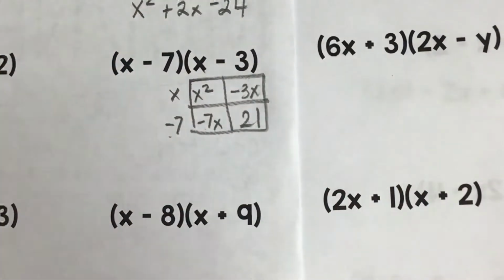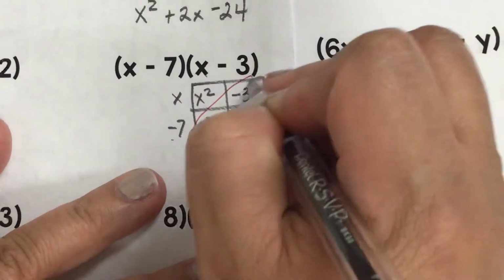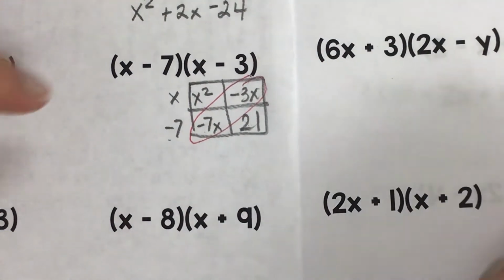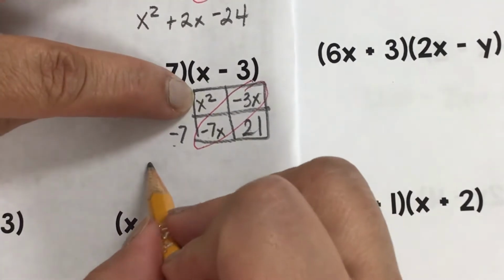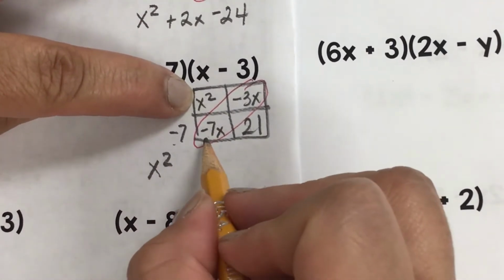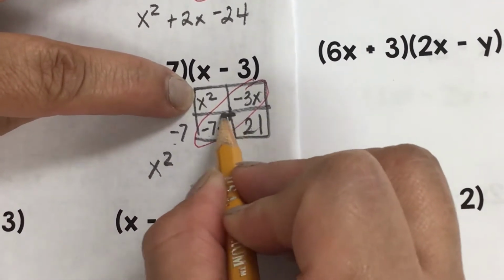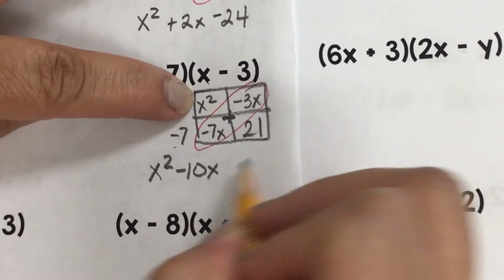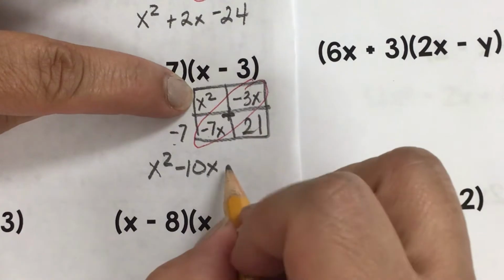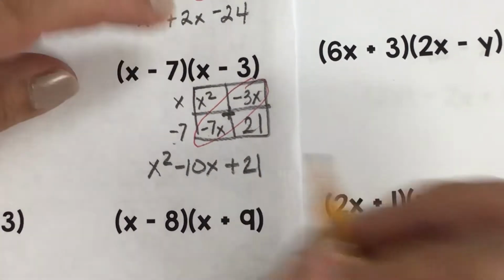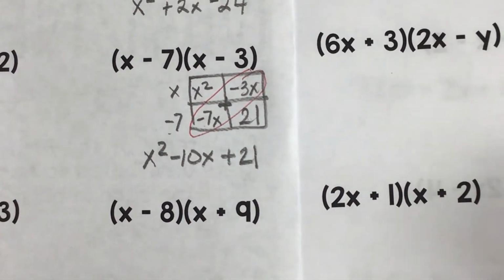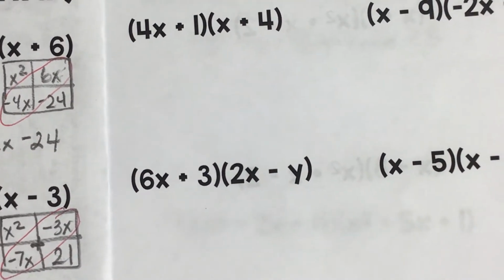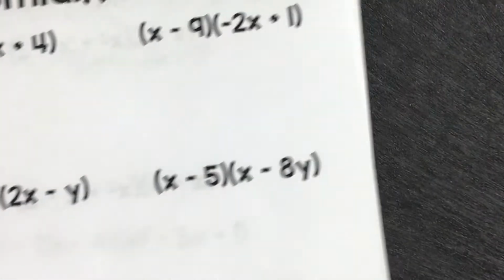We're going to add these two together because these are the only ones that have x to the first power. We write the first one down first. Then negative 7 plus a negative 3 gives me a negative 10x. And then since this was positive, we put plus 21. Even if there's numbers in front, we still do the same method. Let me do this one right over here.